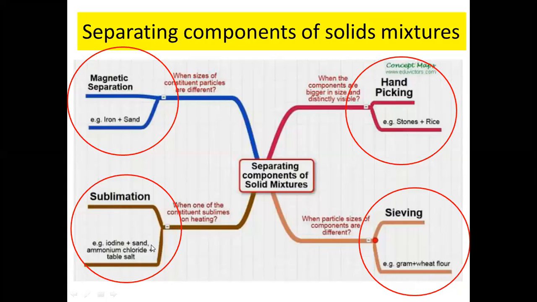One example is iodine and sand. Another example is ammonium chloride and the table salt you use at home. You can use this process when you heat at the specific temperature of iodine or ammonium chloride. It evaporates directly from the solid phase and converts into the gaseous phase. When it converts into the gaseous phase, you can cool it down and collect it in a separate flask, and this process is called sublimation. So these are the methods used for the separation of solid mixtures.